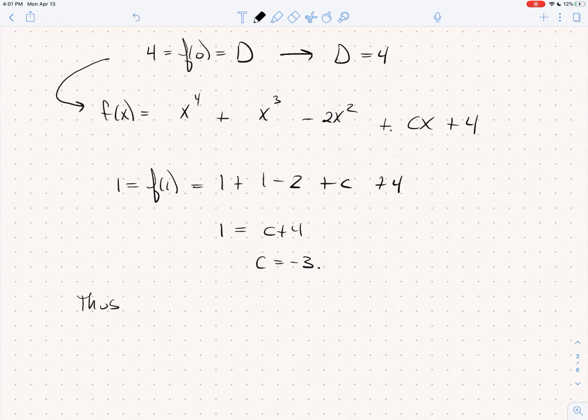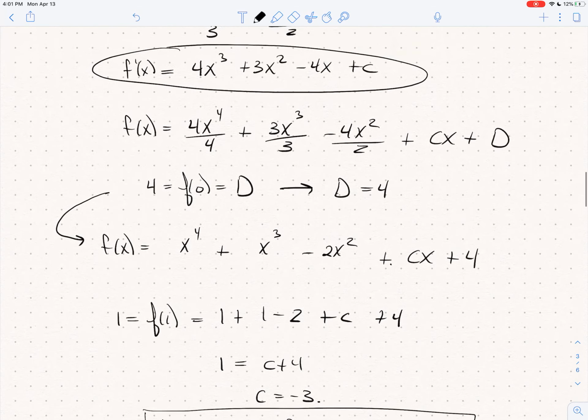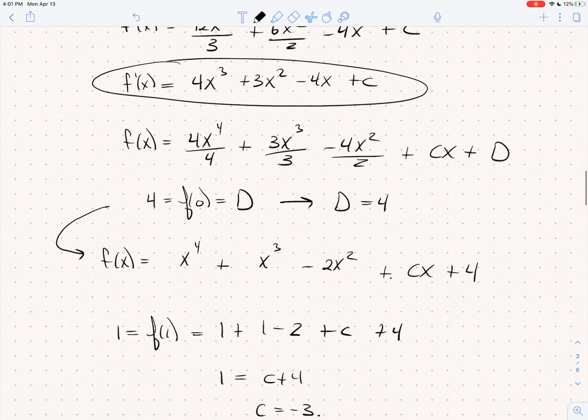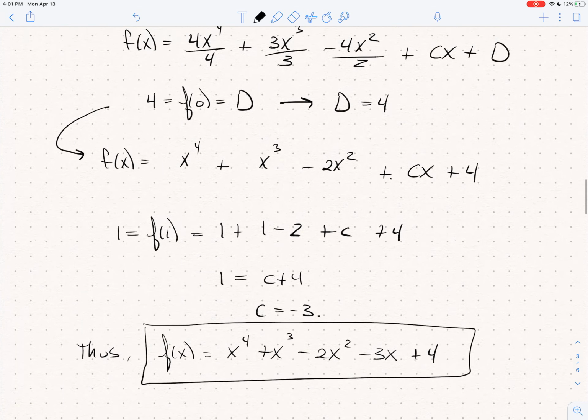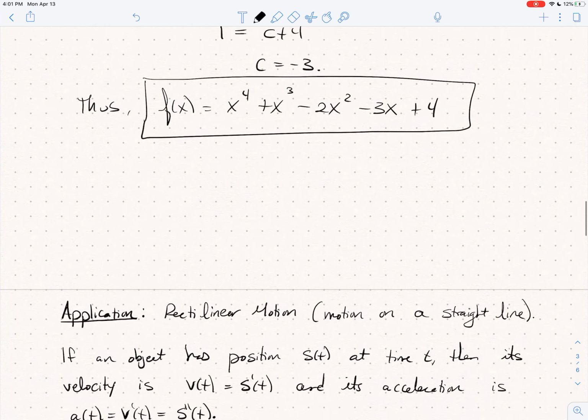And so finally, I can actually write down the complete function f. f is x to the fourth plus x cubed minus 2x squared minus 3x, because the c goes with the x, plus 4. And so that's how you can recover a function from its second derivative given enough information. So let's go ahead and peek at the next section, but I won't do another example. We'll end this video in a minute.